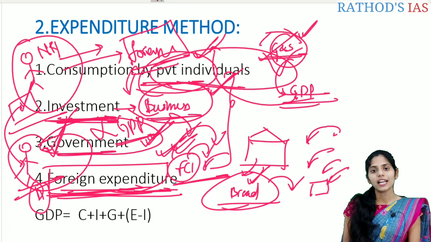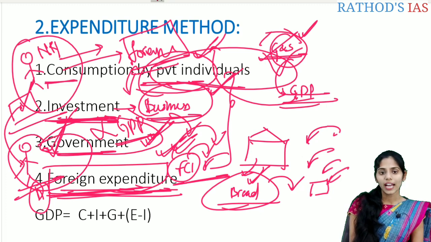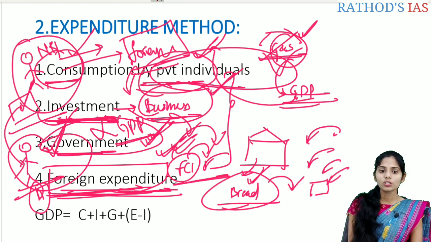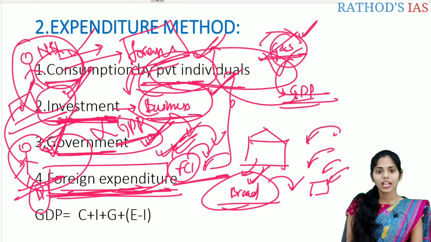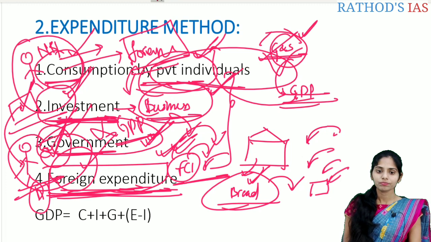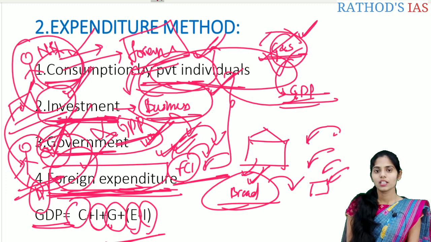So let us try to understand how we can calculate the GDP through this expenditure method. We are adding the expenditure by consumption of private individuals, and also the expenditure by investment, and also government expenditure, and also net foreign expenditure, that is exports minus imports. So here GDP is equal to consumption plus investment plus government spending plus exports minus imports. So through this way we can calculate the GDP. I hope it is clear now. So this is the expenditure method.